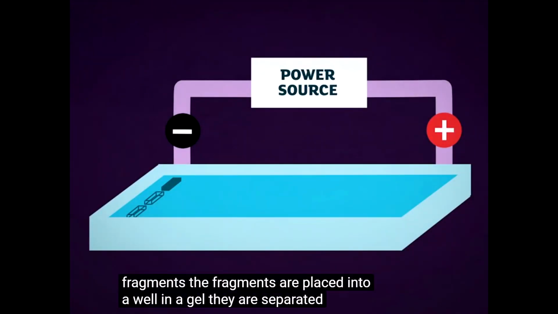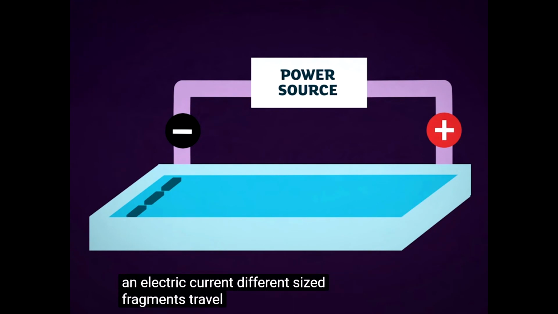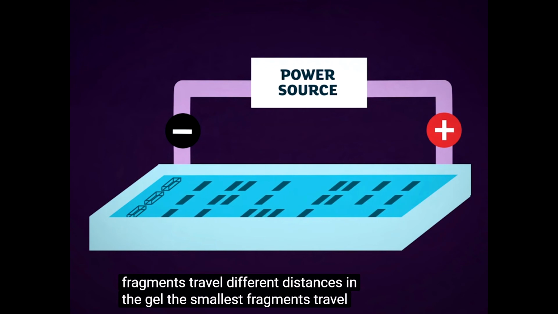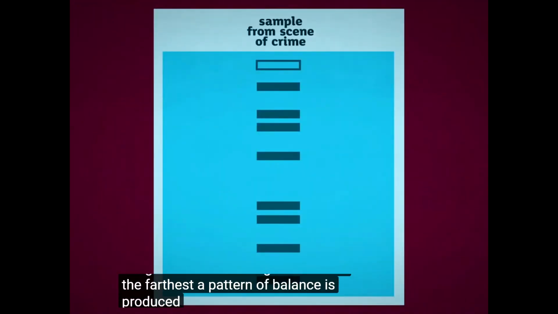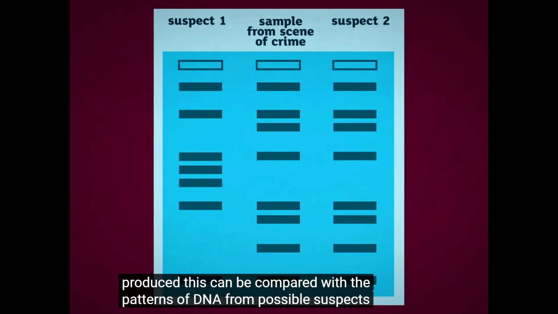They are separated using an electric current. Different sized fragments travel different distances in the gel. The smallest fragments travel the furthest. A pattern of bands is produced. This can be compared with the patterns of DNA from possible suspects.